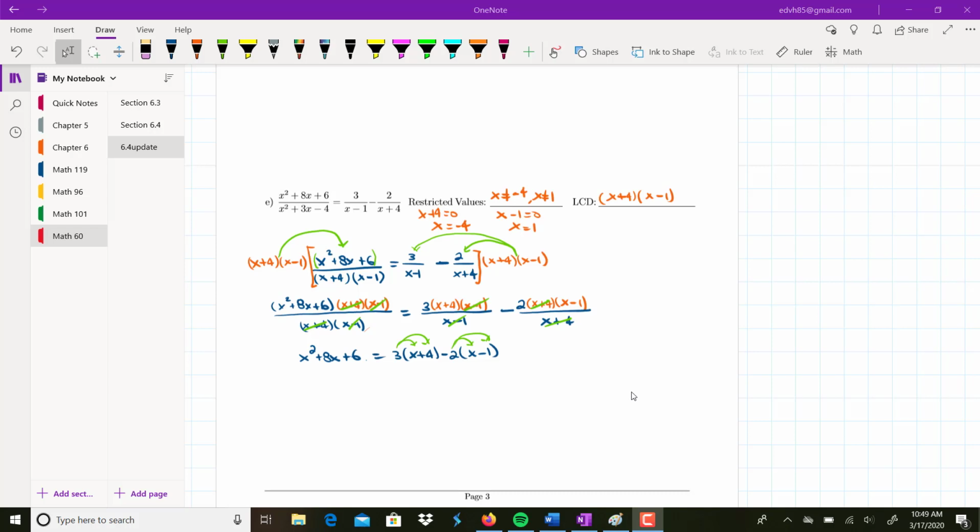Alright guys, so it looks like I made a silly mistake when working on this problem, exercise letter E, right? So I'm going to take it from the very last step. I was doing this example correctly, right? So let's see.